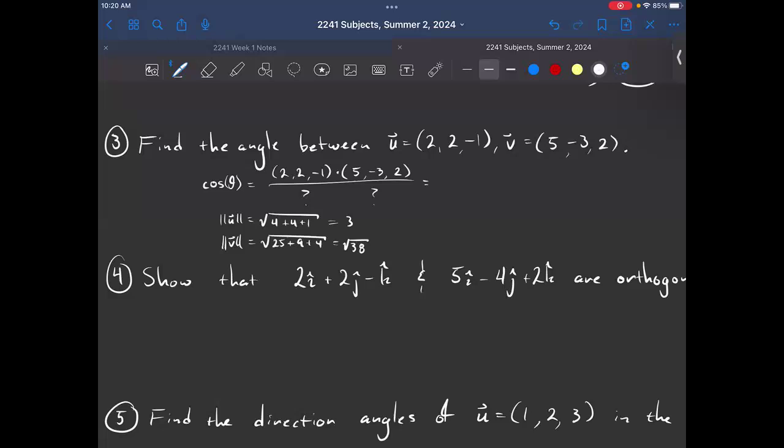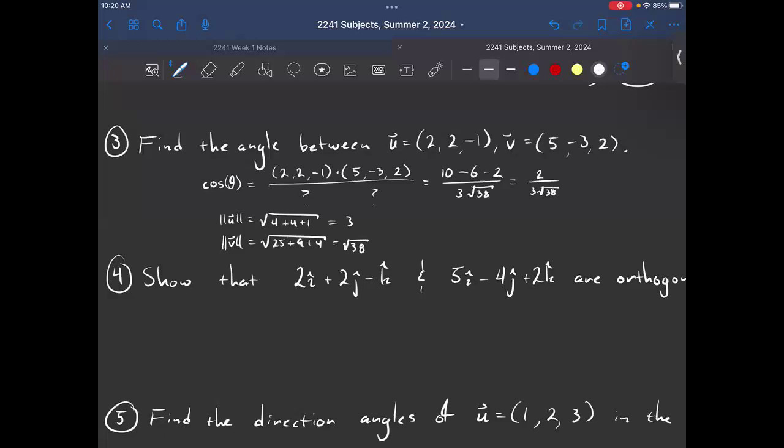All right, so now we take the dot product on top and we have these two things on the bottom. The dot product gives us 2 times 5 is 10, plus 2 times minus 3 is negative 6, and then negative 1 times 2 is negative 2. Divide by 3 root 38, and we get 2 over 3 root 38.